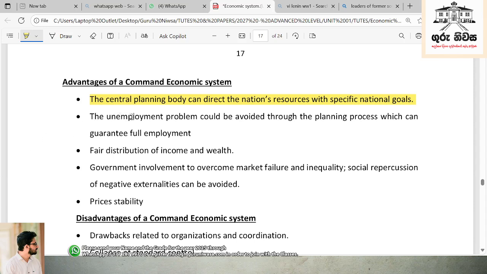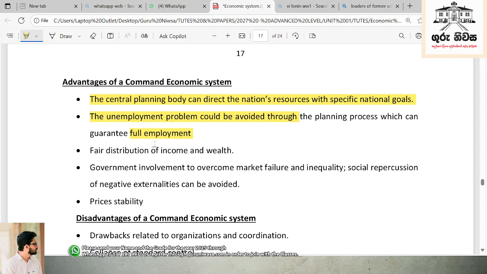Second one, the unemployment problem could be avoided. No unemployment problem, because everyone is given a job by the government, right? The planning process can guarantee full employment. Full employment means all people of working age, maybe between 18 and 64 or 65, are at work.